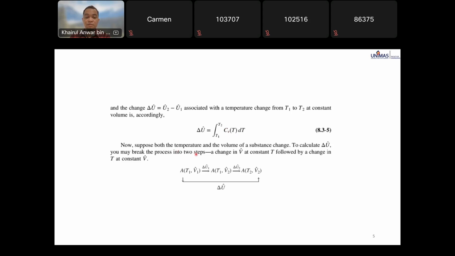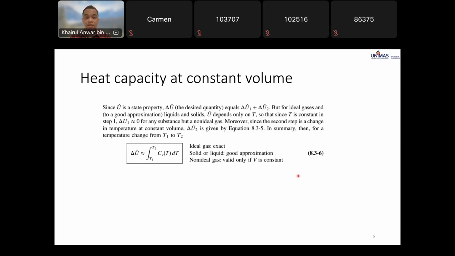Now suppose both temperature and volume of a substance change. To calculate delta U, you may break the process into two steps: a change in V at constant T followed by a change in T at constant V. So we have delta U1 and delta U2. Since U is a state property, delta U equals delta U1 plus delta U2.